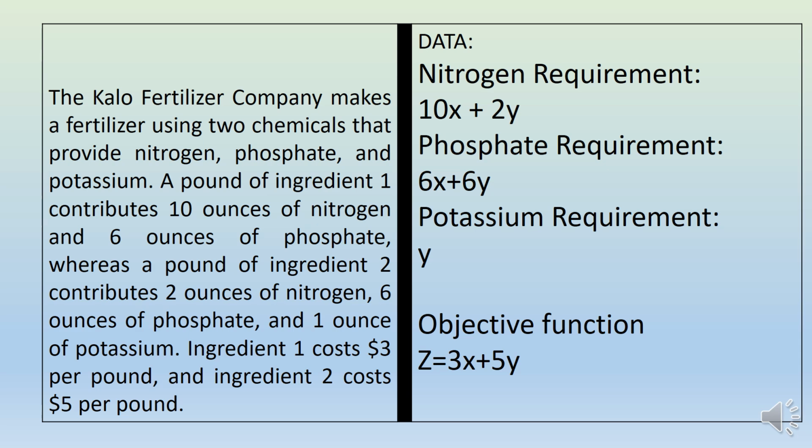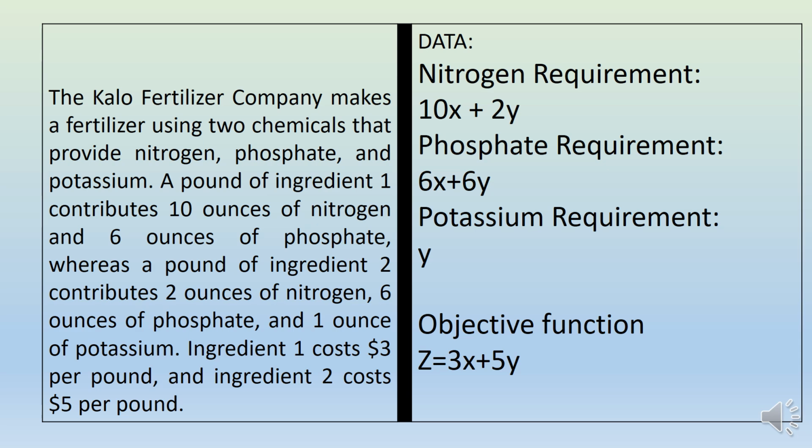These are the three necessary ingredients, because without nitrogen, phosphate and potassium, it will be difficult for any plant to grow. Potassium maybe not, but phosphate and nitrogen would be mandatory.